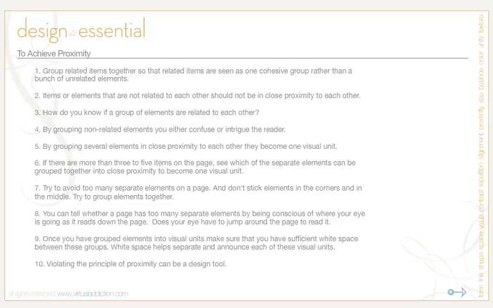You can tell whether a page has too many separate elements by being conscious of where your eye is going as it reads down the page. Does your eye have to jump around the page to read it? Once you have grouped elements into visual units, make sure you have a sufficient white space between those groups. White space helps separate and announce each of these visual units. Violating the principle of proximity can be a design tool too.